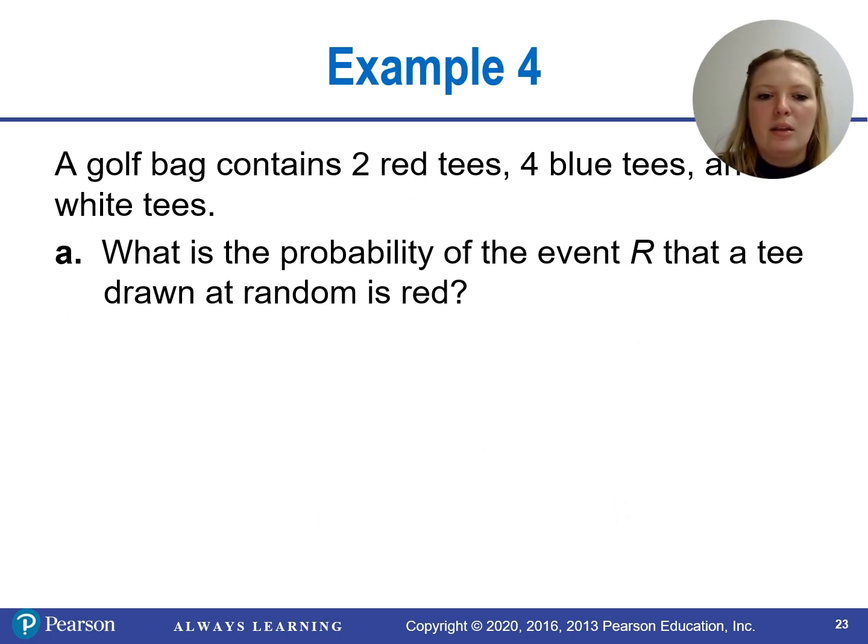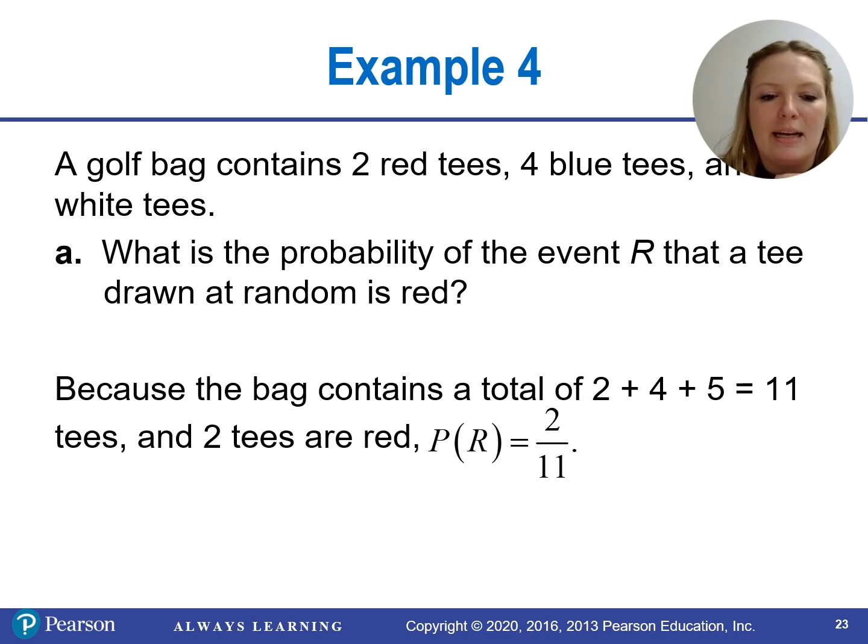All right, so if we look at one last example for these properties, if we have a golf bag containing 2 red tees, 4 blue tees, and it should say 5 white tees, can't see it behind me, but 5 white tees, what's the probability of the event R that a tee drawn at random is red? So the bag contains a total of 2 red, 4 blue, and 5 white tees, so 11 tees total. 2 of them are red, so the probability of drawing a red tee is 2/11.